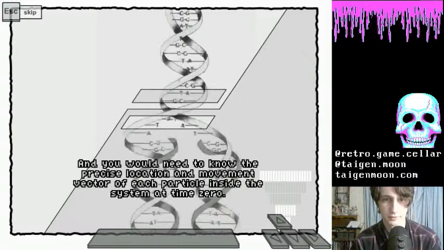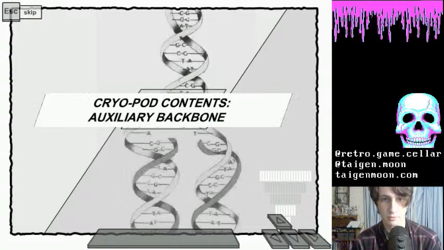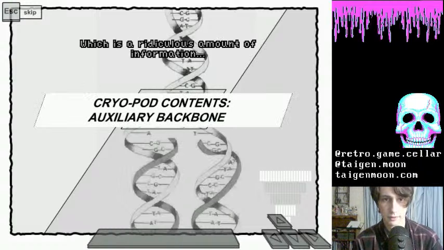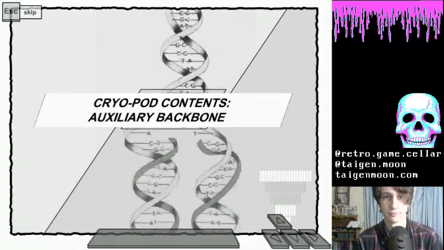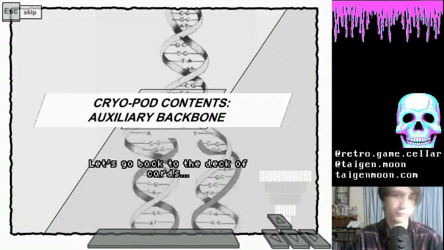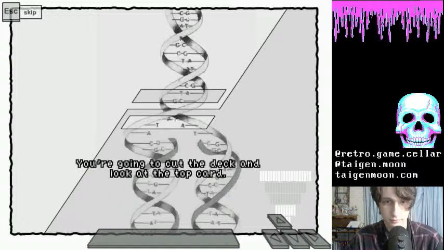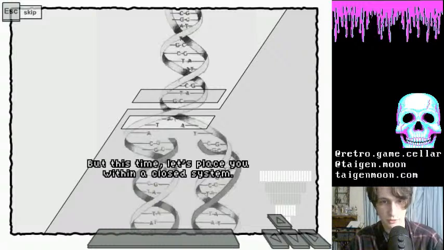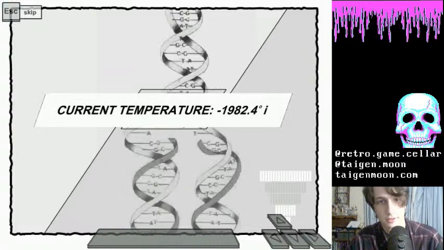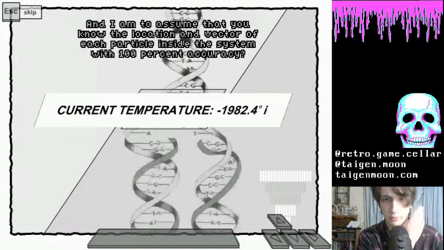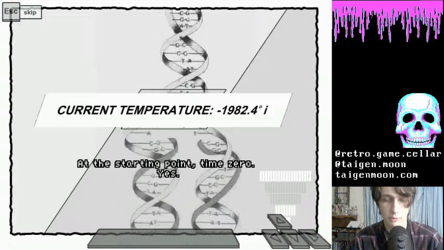Precisely. And you would need to know the precise location and movement vector of each particle inside the system at time 0. Which is a ridiculous amount of information. Granted. Let's go back to the deck of cards. You're going to cut the deck and look at the top card. But this time, let's place you within a closed system. And I am to assume that you know the location and vector of each particle inside the system with 100% accuracy? At the starting point, time 0, yes.